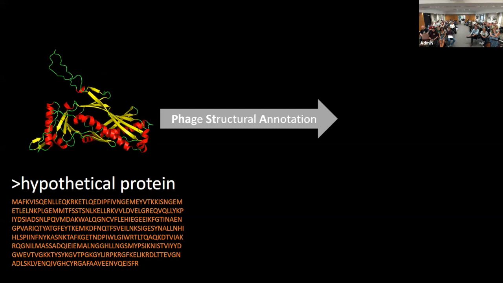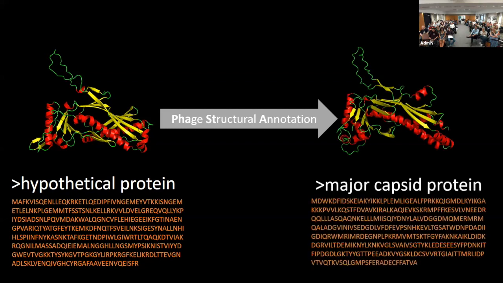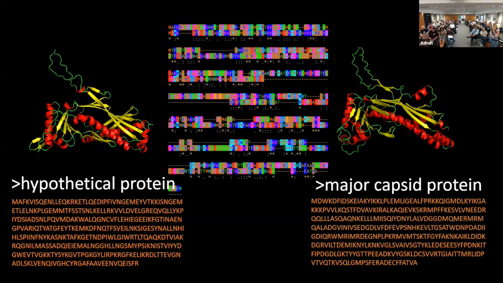Let's jump into structure space. Some people who work with structure can maybe already recognize it just from the structure. We compare it with our phage structure annotation tool, and we find a very, very similar structure, and it is already a known major capsid protein. If you read the sequences, you can see they're not similar. If you're doing an alignment, you can see they're not similar at all. So you would never pick that up in your BLAST or anything else.